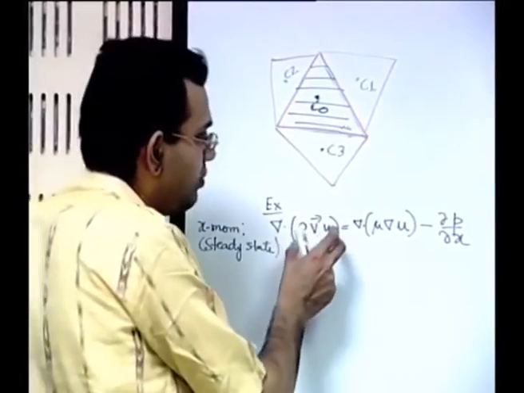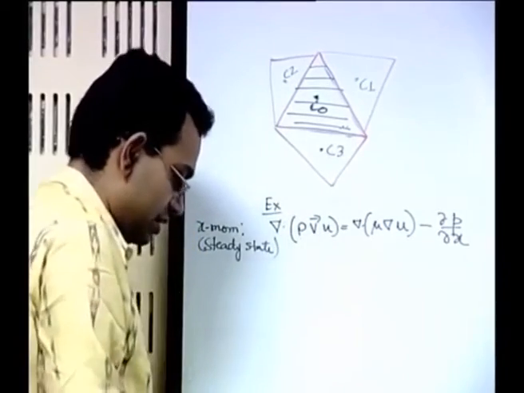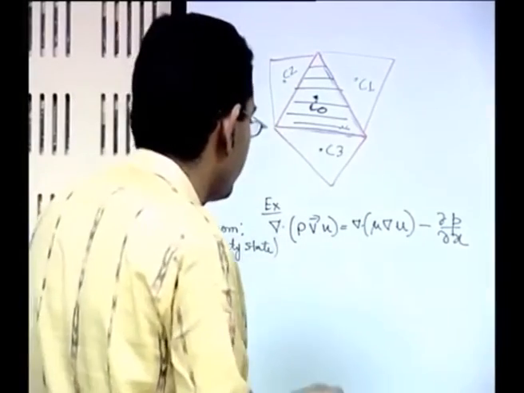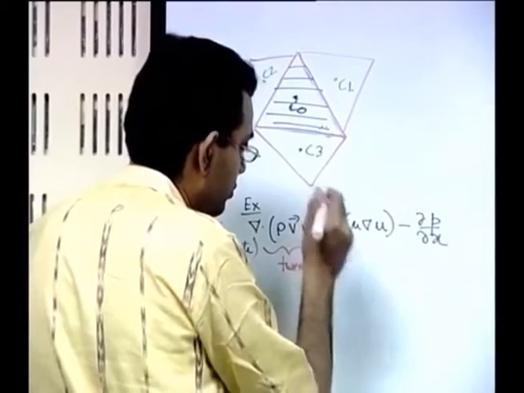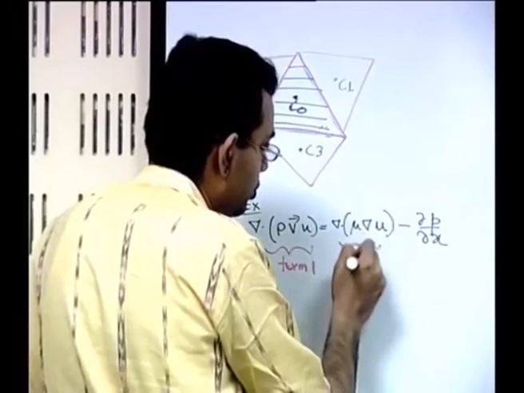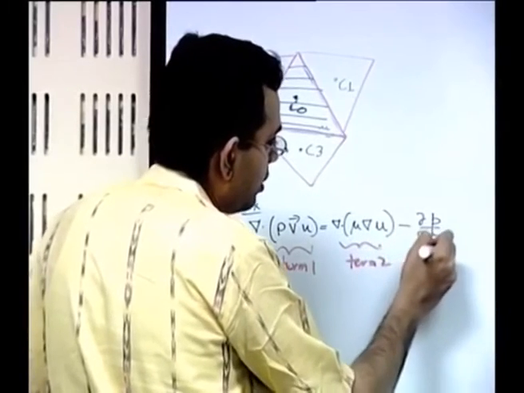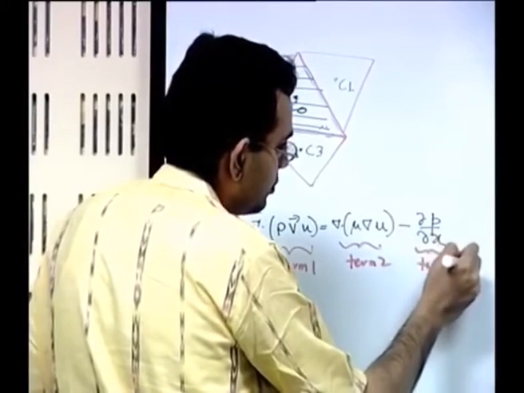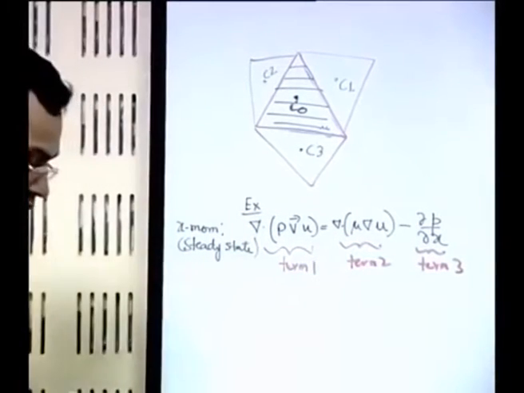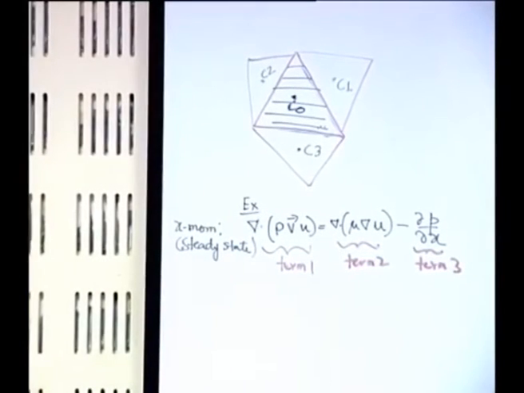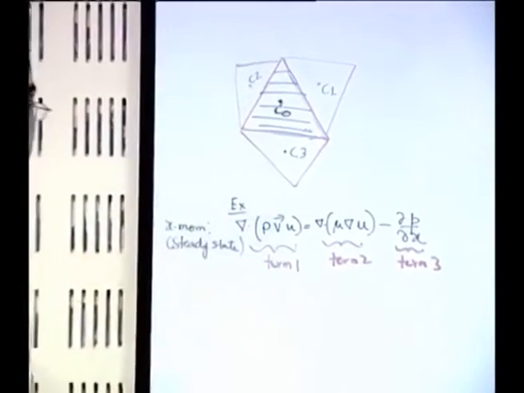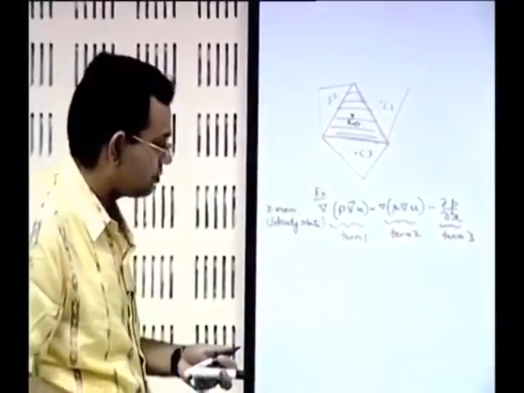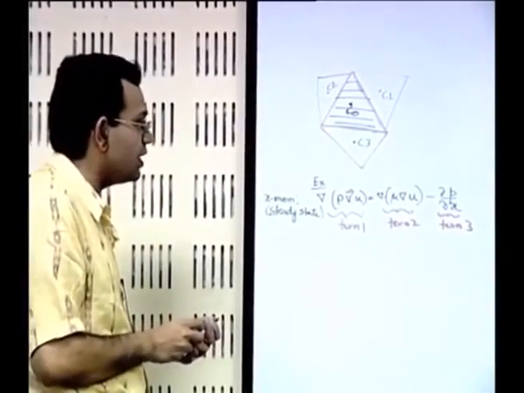Now we can discretize different terms, so let us just do it term by term. Let us call this term 1, this term 2, this term 3. So what is the first step that we would follow in the finite volume method? Integrate the governing equation over the shaded control volume. So let us try to do that.